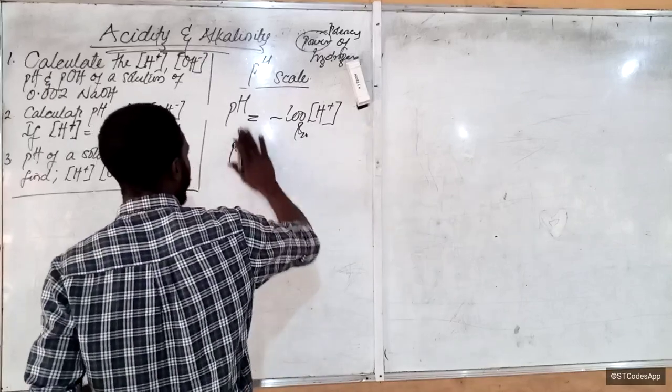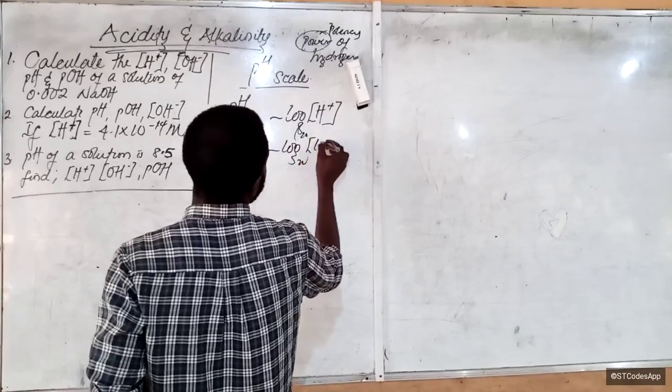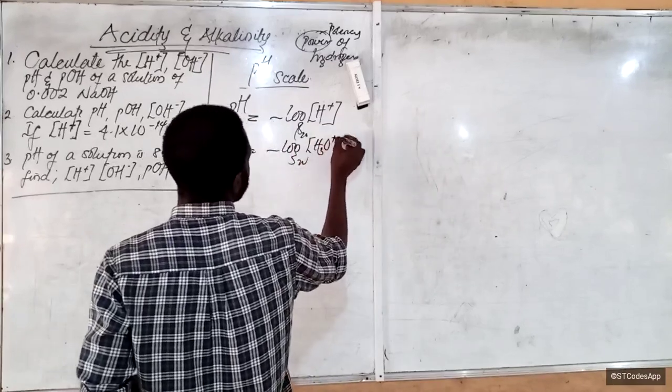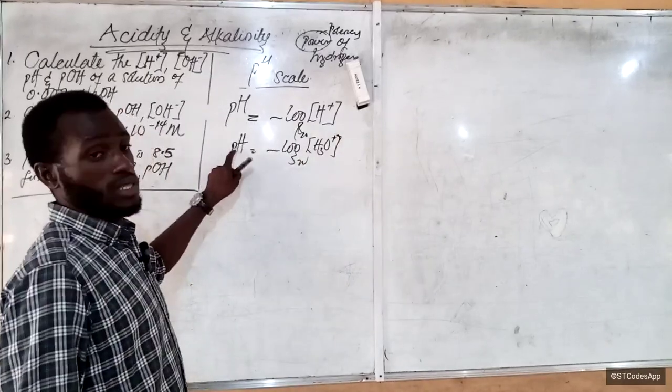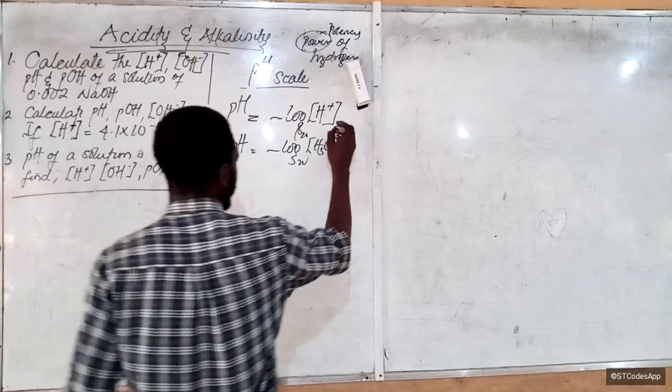pH actually is minus logarithm of concentration of hydroxonium ion. Either way you write it, you are correct. It's pH, not p hydroxonium ion. All right. Now this is the first equation.